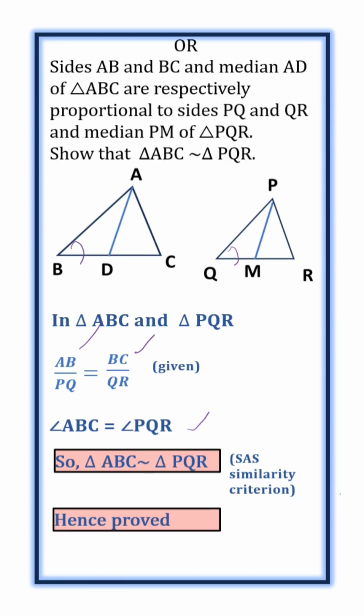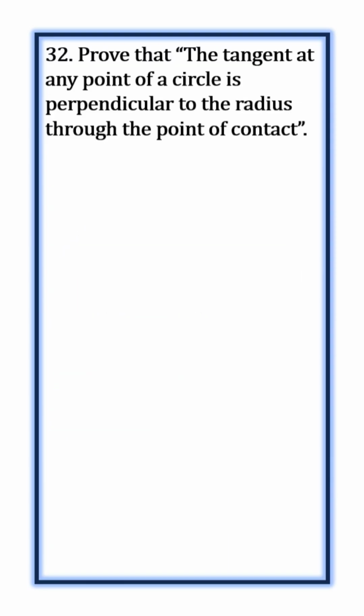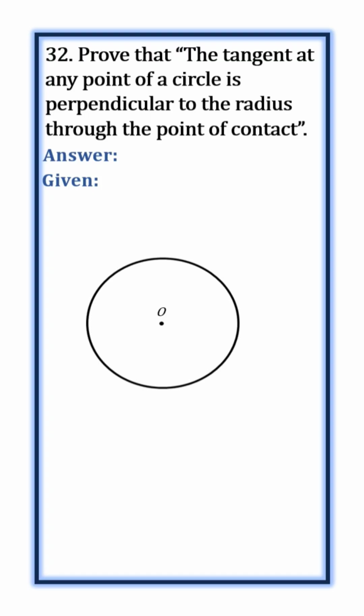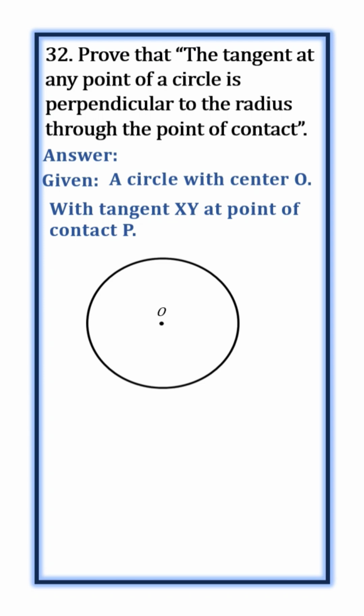Now let us move on to the 32nd question. Prove that tangent at any point of the circle is perpendicular to the radius through the point of contact. What has been given here? A circle with center O and with the tangent XY at the point of contact P.